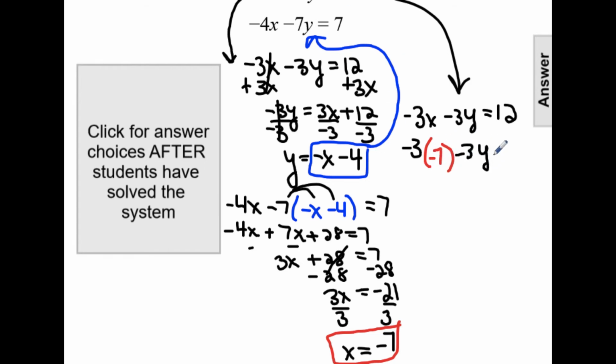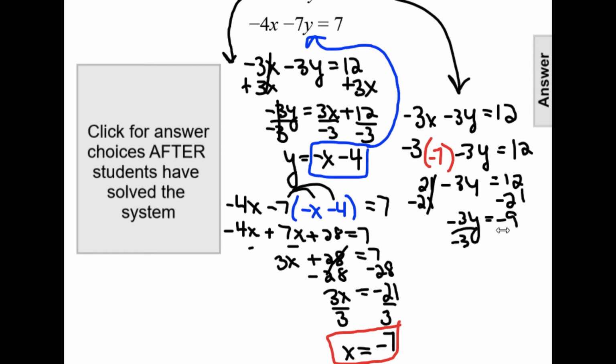And now we can simplify to solve for y. So -3 times -7 is 21, minus 3y equals 12. Subtract 21 from 12. So -3y equals -9. Divide by -3. So y equals 3.